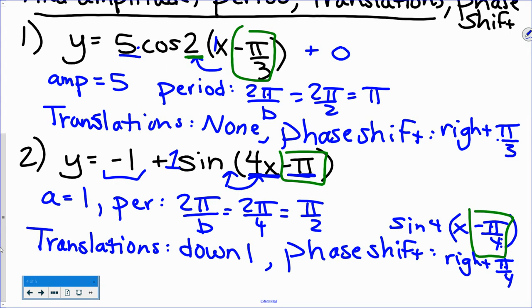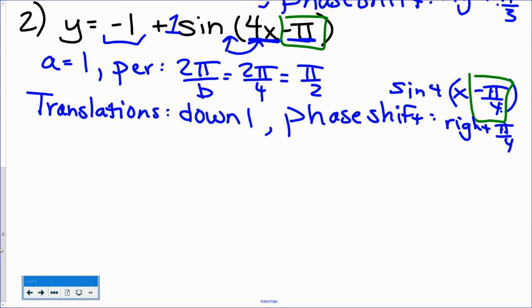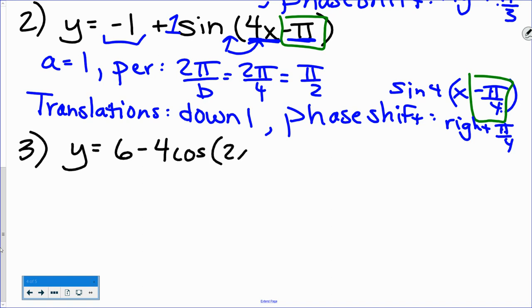Okay, we'll look at a couple more. This is kind of the main thing, is to get what's happening with all these things. All right, so y equals 6 minus 4 cosine of 2 pi plus pi over 2.